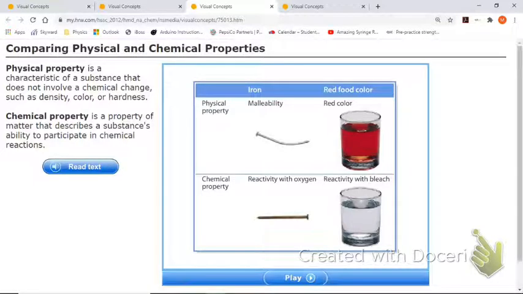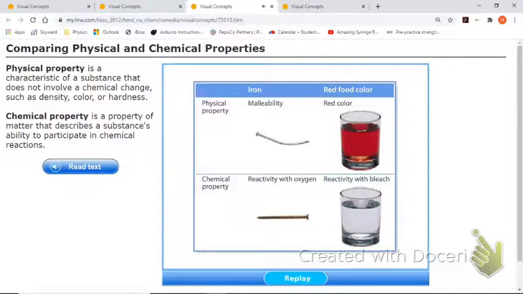Now we're going to compare physical and chemical properties. Remember, physical, there is no identity change, whereas a chemical property, there will be an identity change. The ability of an iron nail to be bent is a physical property called malleability. The rusting of iron is a chemical change. Iron's reactivity with oxygen to form rust is a chemical property. The food coloring in this water is red. Color is a physical property. Adding bleach to the solution changes the chemical composition of the dye, and it is no longer red. The ability of bleach to make other substances colorless is a chemical property.